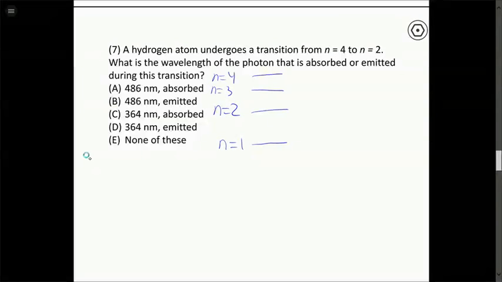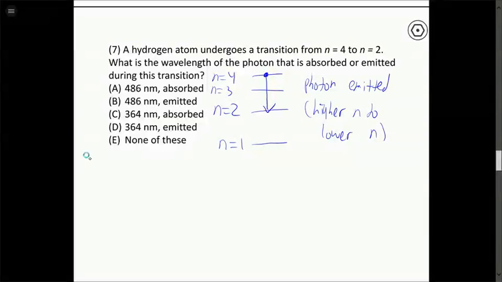All right, so the ground state is n equals 1. That's where the electron is going to be in the ground state. We can also have excited states with different values of n, and then we can have an electron moving between different energy levels. And whenever that happens, anytime an electron moves between energy levels, a photon is either going to be absorbed or emitted. In this case, we're going from n equals 4 to n equals 2. So we're starting here, and we're doing this transition, which means that a photon is emitted. Whenever we're going from higher n to lower n, that means the energy of the electron is decreasing, and that excess energy is given off as a photon. So we're emitting a photon whenever we go from higher n to lower n.